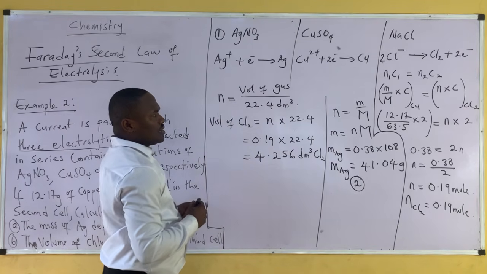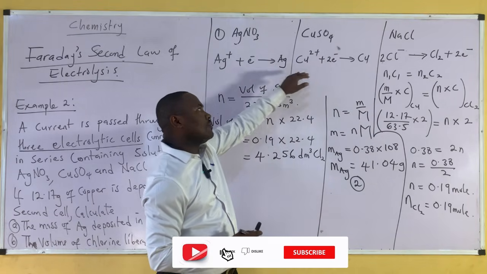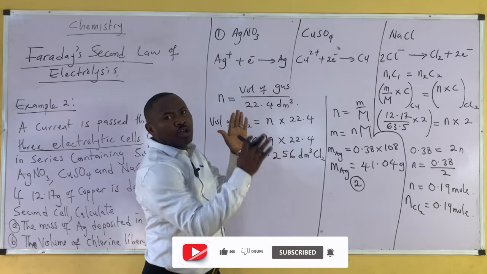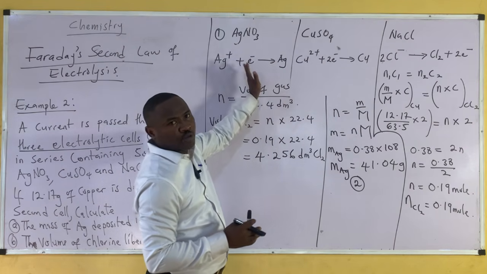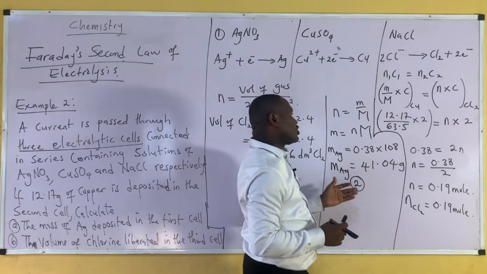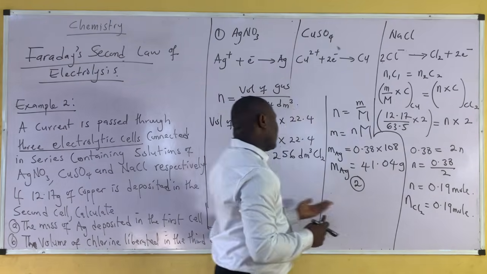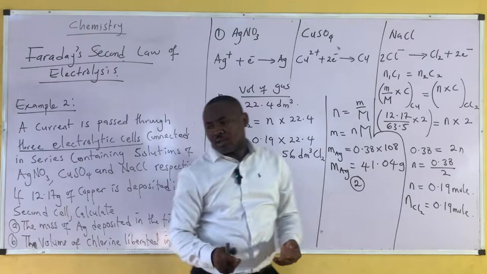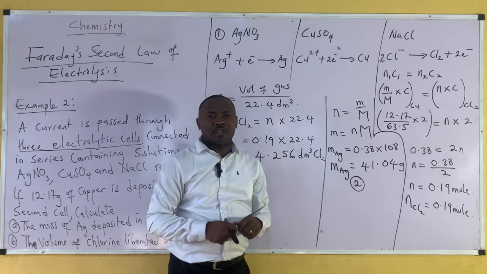Now, how did I solve this? Remember, I had 3 different cells and I was given information concerning copper. But because I know how to correlate, I compared copper against silver to solve for silver. Then I compared copper against chlorine to solve for chlorine. On solving, I found the mole of chlorine, and from the mole, I looked for the volume of chlorine gas that was asked in the question. This is how such problems involving three cells are solved.